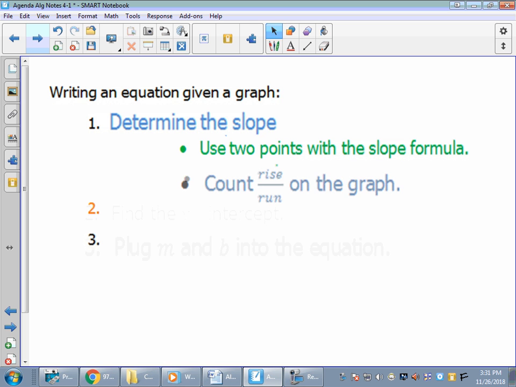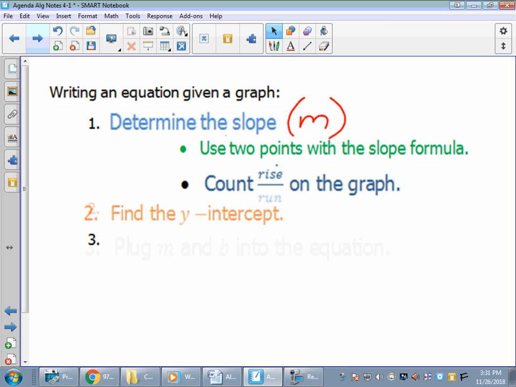Or if they give you a graph, you could just count. Use the rise over run. Remember, rise is your up and down. Your run is your left and right. And so those are 2 easy ways. You could go change in y over change in x. You could make a table and find the change in y and change in x and find the slope. But no matter what, you've got to determine the slope. And remember, slope is our m. That's our m value.